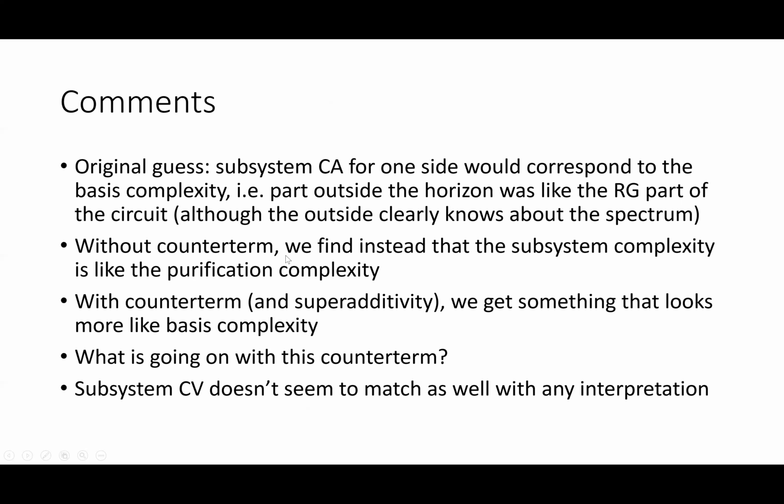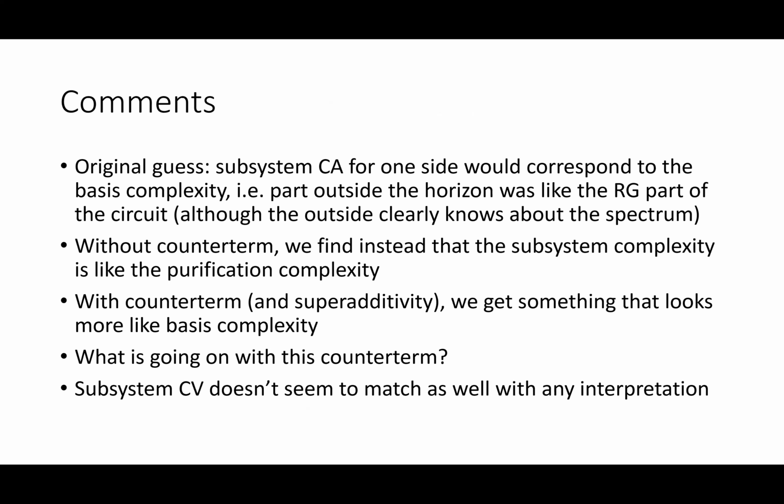So, my original guess actually was that subsystem CA would correspond to the basis complexity. When Matt and Cesar and I started that work, that was my guess. It was sort of the outside part, so it's like the RG part of the tensor network. And the interior of the black hole is like the part that prepares the entanglement between the two sides. But then we found that it didn't seem to match that expectation. So we sort of cooked up this complexity purification story to match that. Now, maybe if you choose the counterterm in a certain way, then suddenly this basis complexity looks reasonable again. Although it's still a little weird because the outside clearly knows about the spectrum. But maybe for some reason that's what CA is computing.